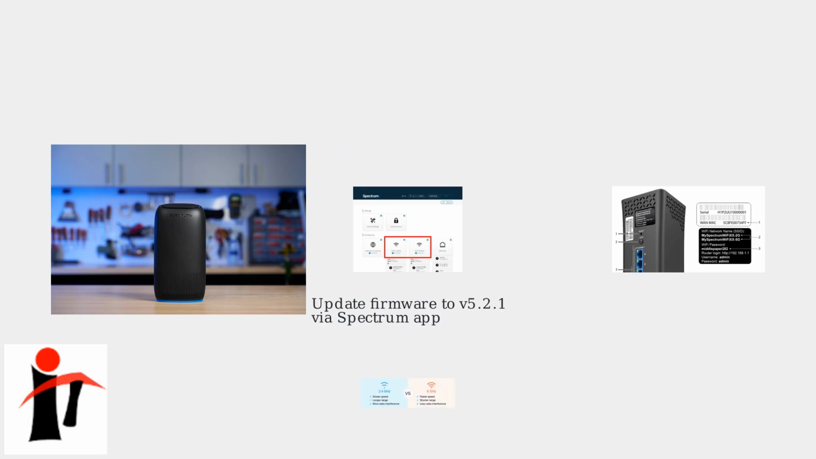Spectrum has released firmware updates like v5.2.1 in 2025 that automatically scan for better channels, potentially resolving the issue. So ensure your router is up to date via the Spectrum app.